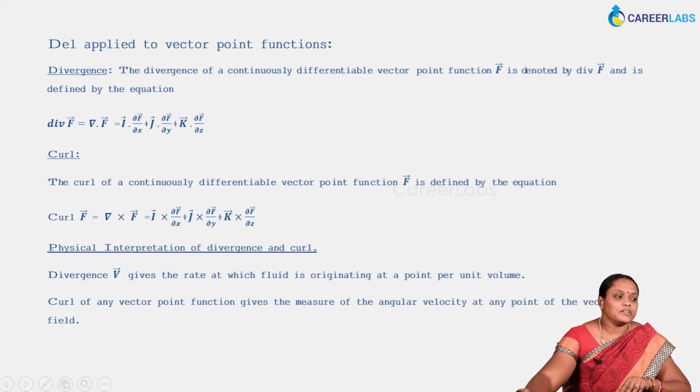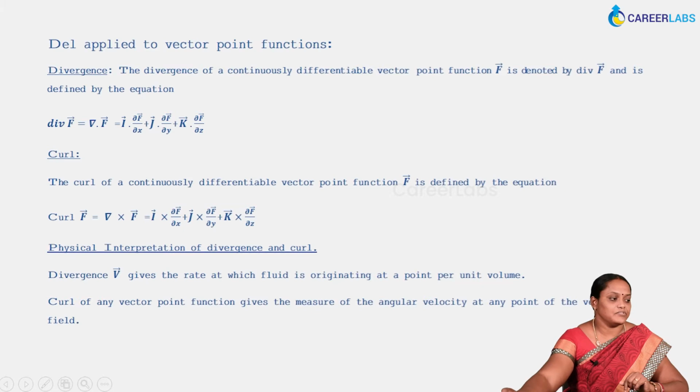And the curl of the vector is given by curl f vector equal to del cross f vector is i vector cross dou f vector by dou x plus j vector cross dou f vector by dou y plus k vector cross dou f vector by dou z. And the physical interpretation of divergence and curl are: divergence of v vector gives the rate at which the fluid is originating at a point per unit volume, and curl of any vector point function gives the measure of the angular velocity at any point of the vector field.